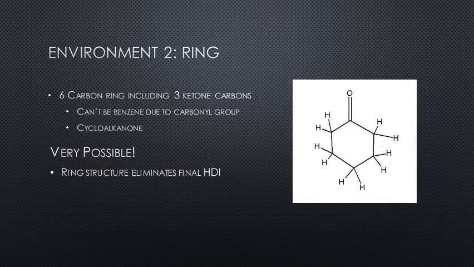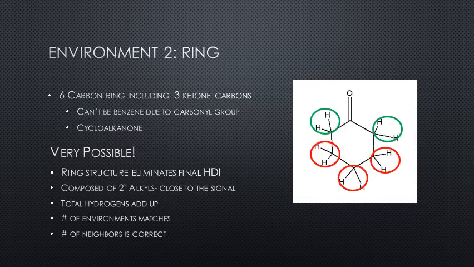Like I said, the ring structure eliminates our final HDI. It's composed of a lot of alkyl groups, which, again, not straight through our signal, but it's pretty close. Our total number of hydrogens add up, as well as our other atoms. And if you'll see here, our number of environments match. We have 2 green environments, and we have 3 red environments. And then you'll notice our number of neighbors also matches up.